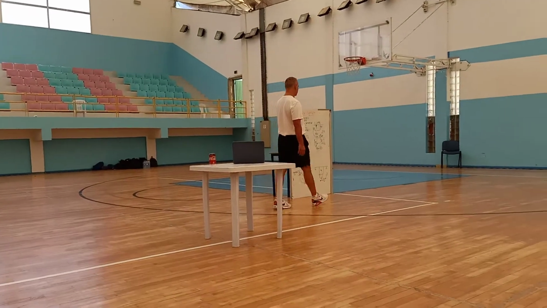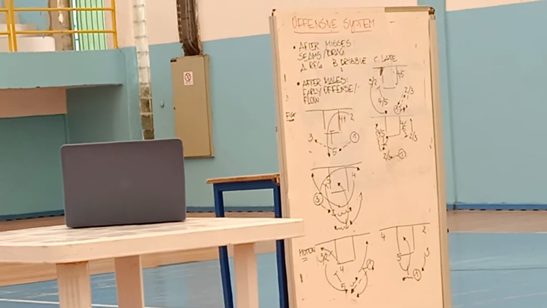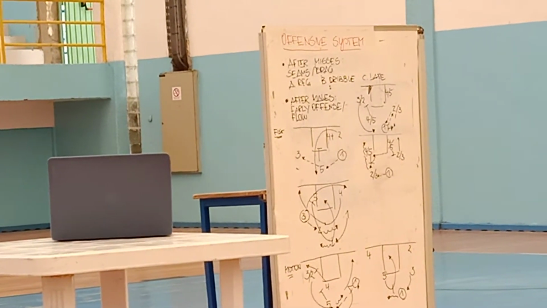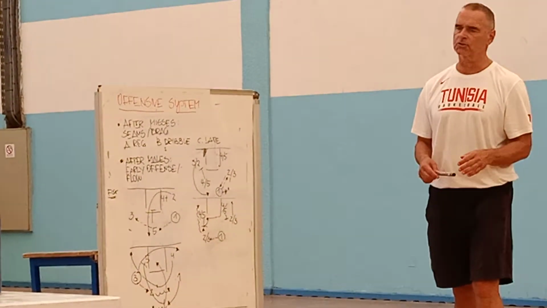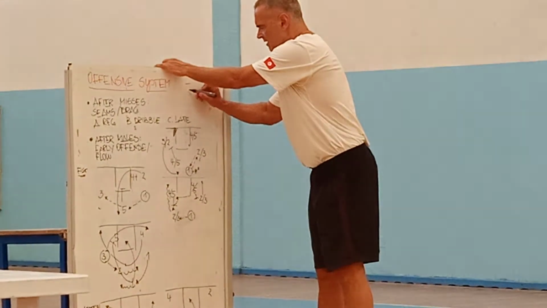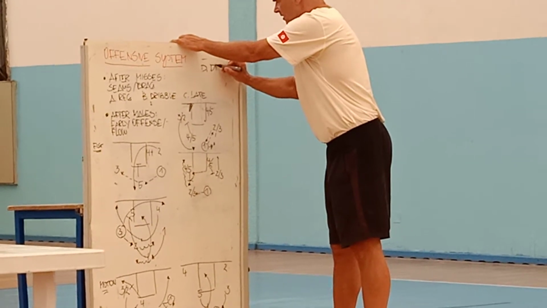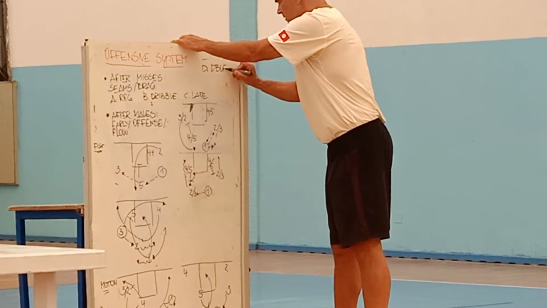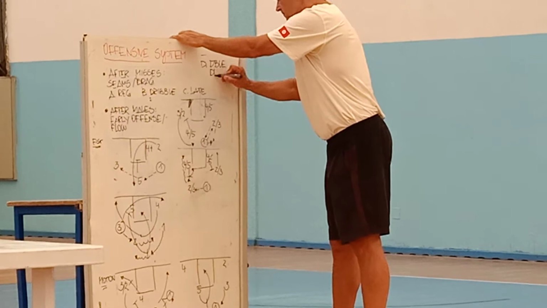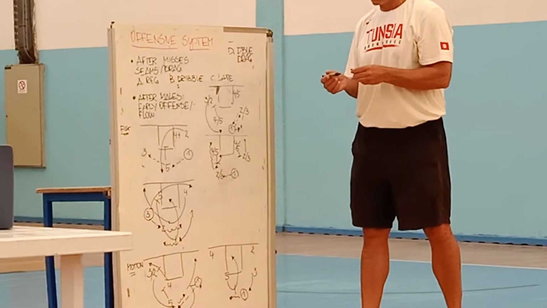You use any terminology you want. And then lastly, we have a double drag. So it's 2 screens by 4 and 5 for the ball handler. But I'm not going to show you that, it will take too long. But I'll write it down anyways, so you can at least see it. So D would be a double drag.